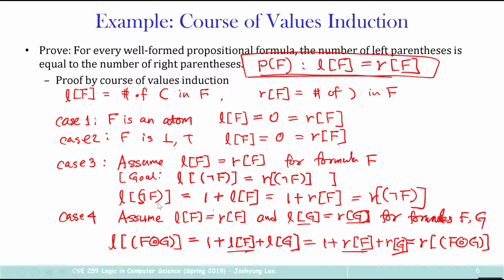And since we know that L of F is equal to R of F, that was our induction hypothesis, we can algebraically manipulate that 1 plus L of F is equal to 1 plus R of F. And this number is actually the same as the number of right parentheses in this string.